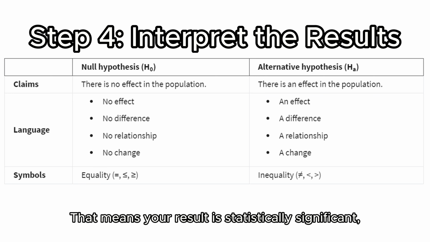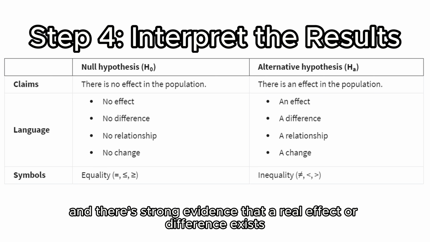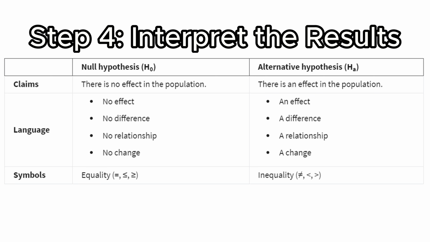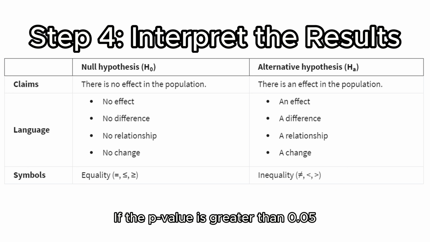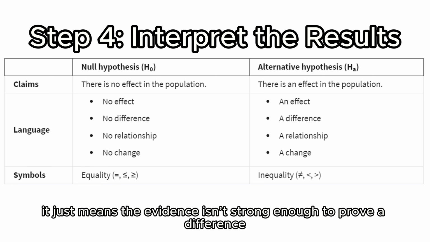That means your result is statistically significant and there is strong evidence that a real effect or difference exists. If the p-value is greater than 0.05, you fail to reject the null hypothesis. This doesn't mean the null is true. It just means that the evidence isn't strong enough to prove a difference.